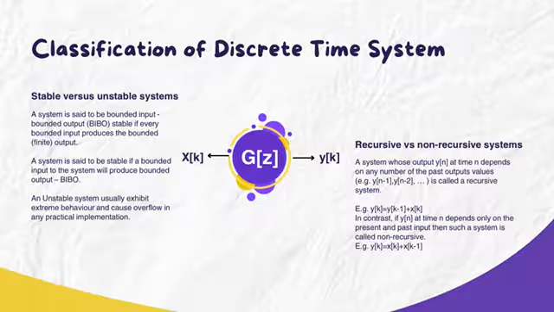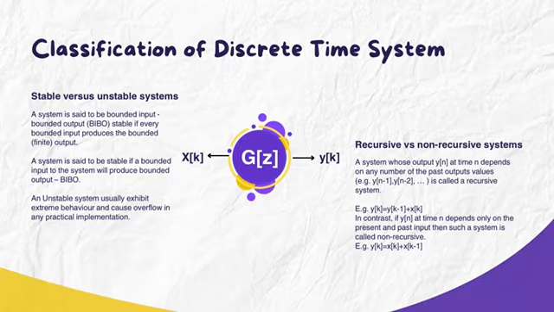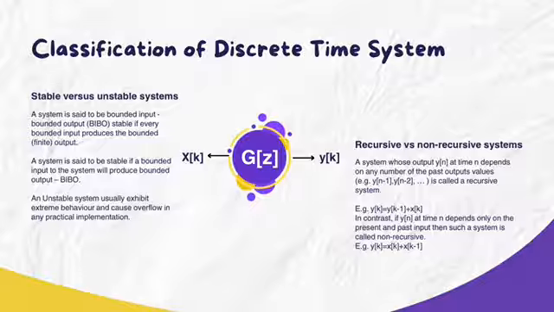Recursive versus non-recursive systems, right side. A system whose output y(n) at time n depends on any number of past output values, for example y(n-1), y(n-2), and so on, is called a recursive system. Example: y(k) = y(k-1) + x(k). In contrast, if y(n) at time n depends only on the present and past input, then such a system is called non-recursive. Example: y(k) = x(k) + x(k-1).